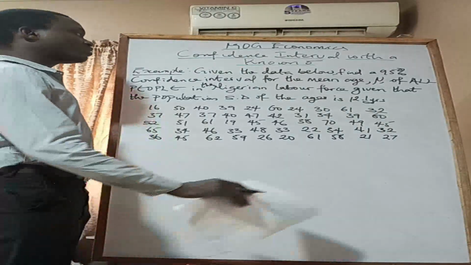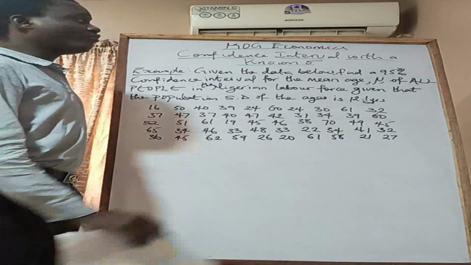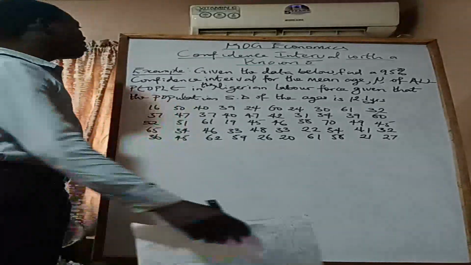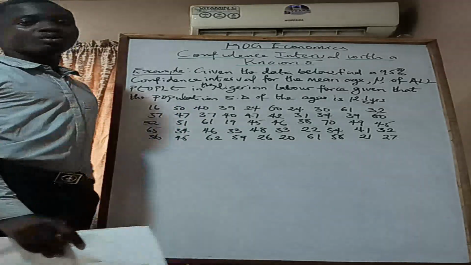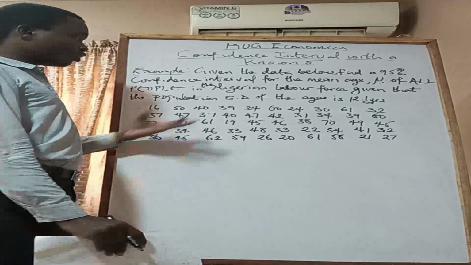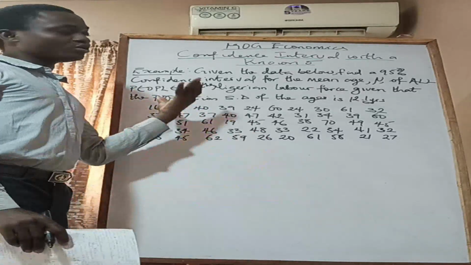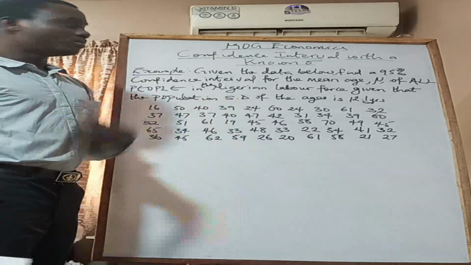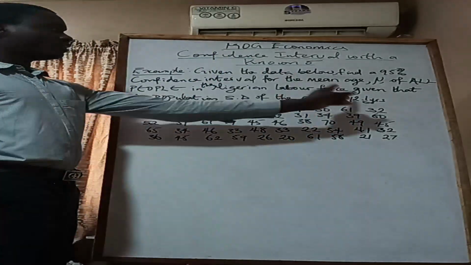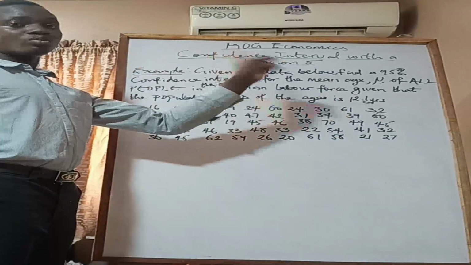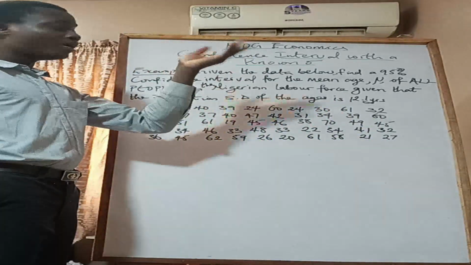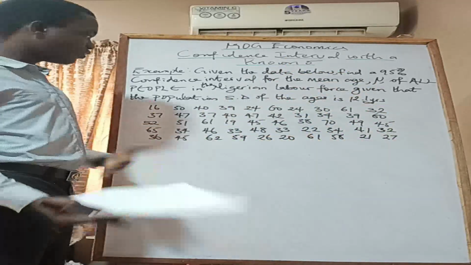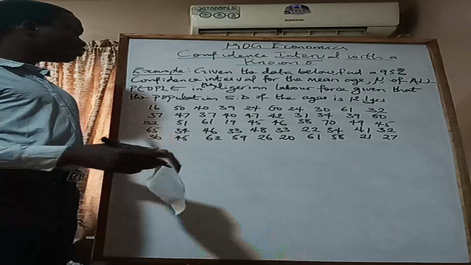So what we're trying to look for now is the mean age of all people in the Nigerian labor force, every one of them. And then you've drawn out the sample of ages, but you want to use this to talk about the population mean of everybody in the Nigerian labor force. Then we've been given a standard deviation of 12.1 years. Like I said before, for you to get a standard deviation, obviously you must have known the mean, but just for teaching reasons. So how do we approach this?